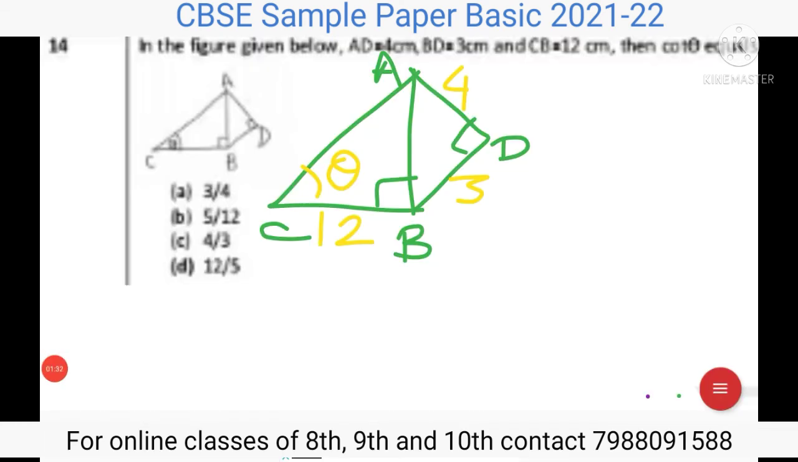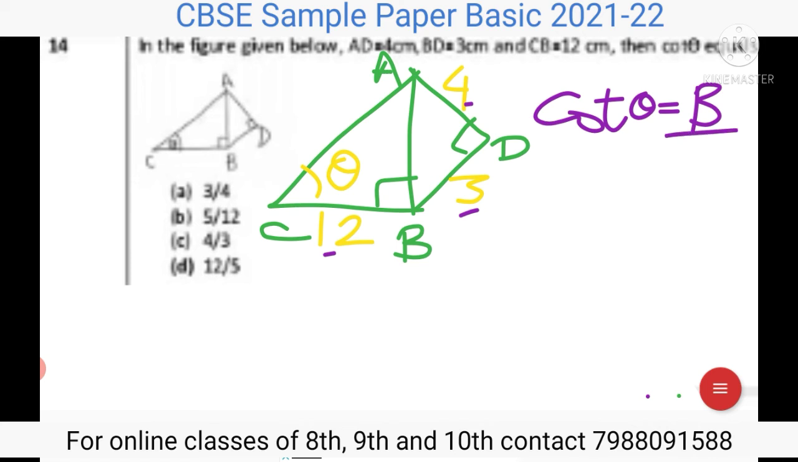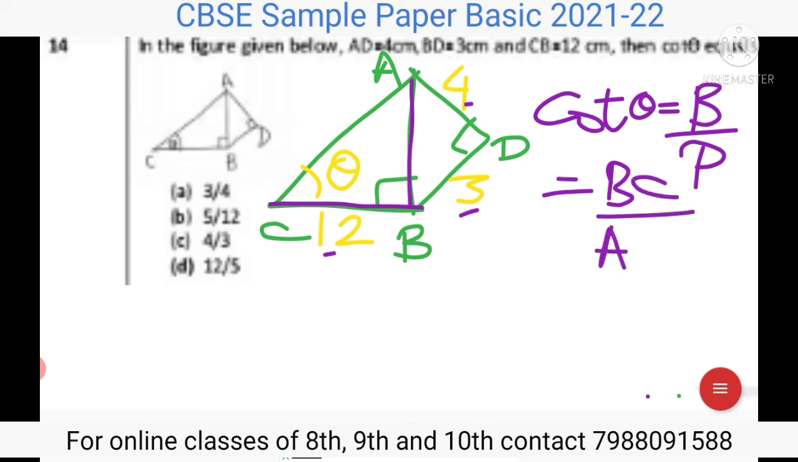In question number 14, we are given a figure which I have enlarged and given the value of AD as 4, BD as 3 and BC as 12. I need to find the value of cot theta. Now we know that formula for cot is base upon perpendicular and base here is BC. So value of cot theta is BC upon perpendicular here is AB. So BC upon AB. Now BC I already have, that is 12, but I have to find out AB.